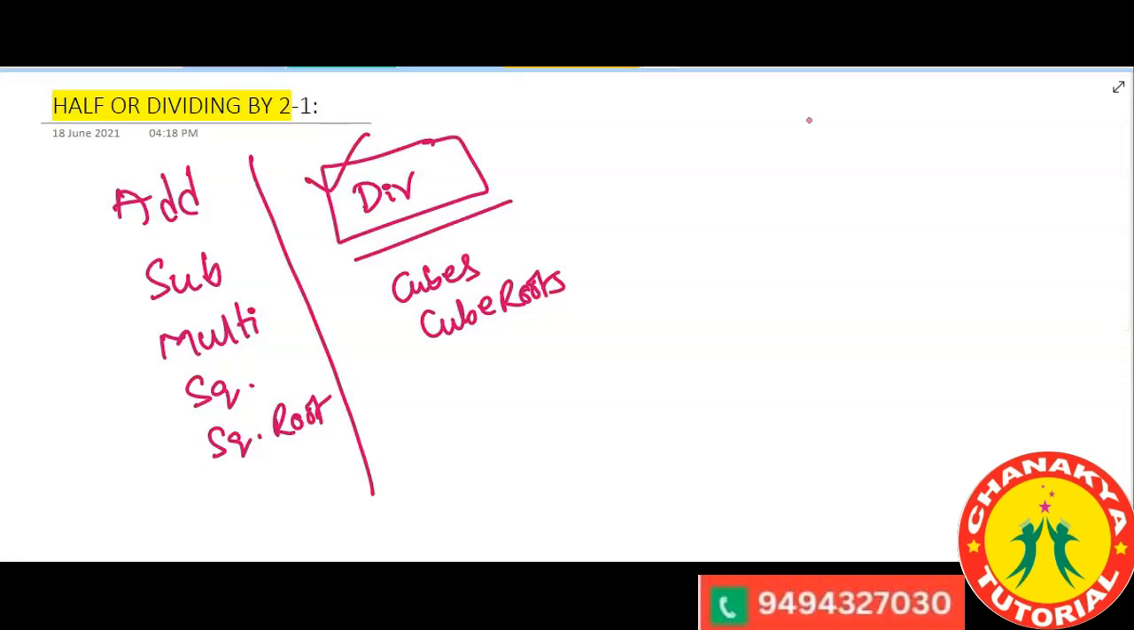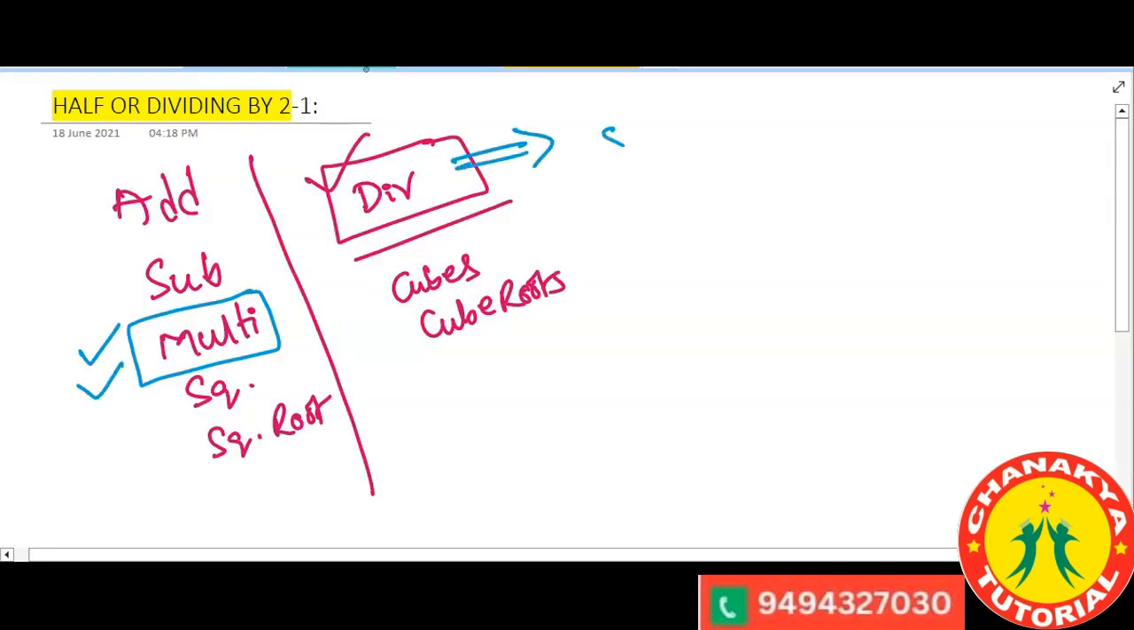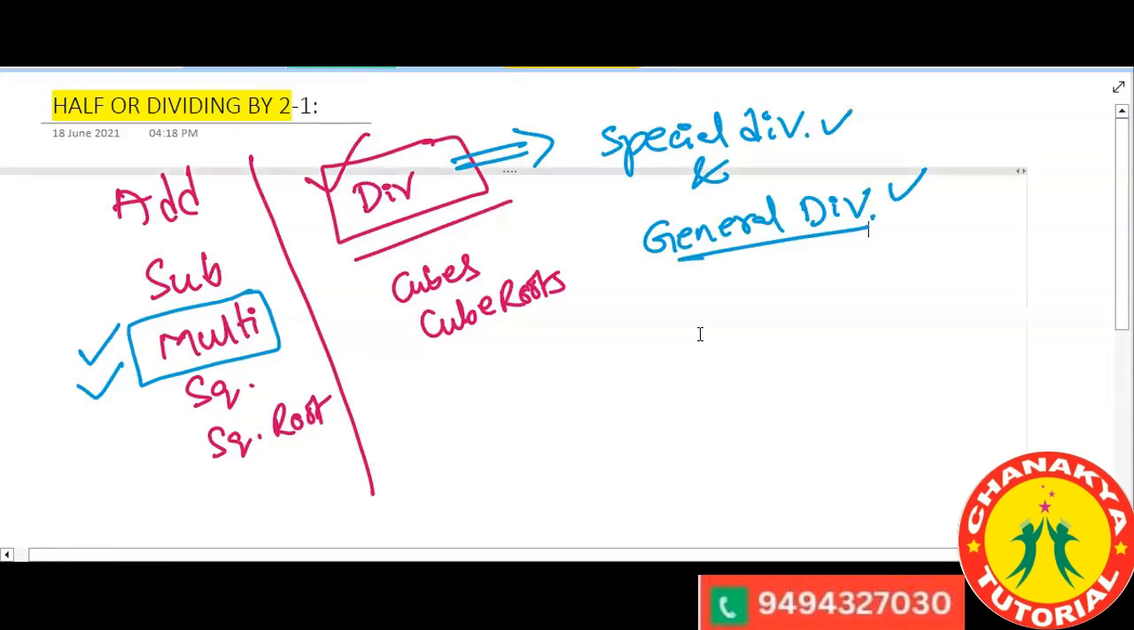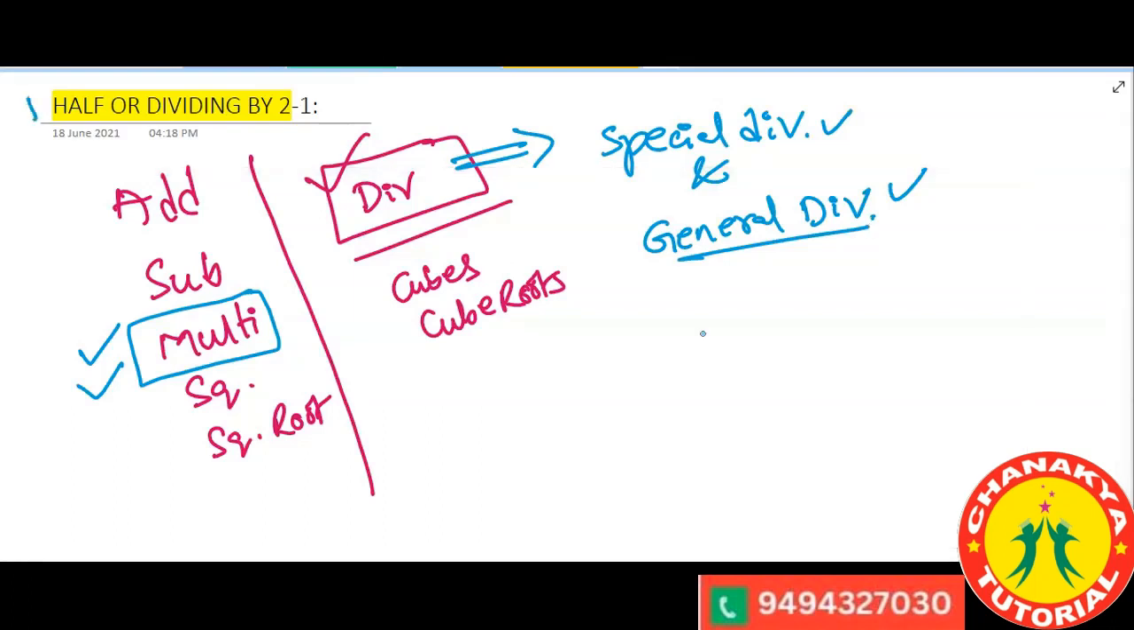Like in multiplications, we first saw all the special types of multiplications and then general multiplications. Even in divisions we'll see special divisions first, and then we'll start general divisions. Special division techniques and then general division techniques. Before going to special ones, this is the basic for divisions.